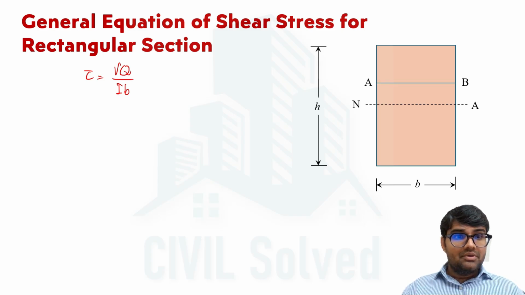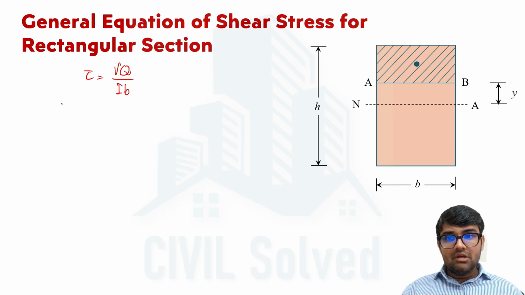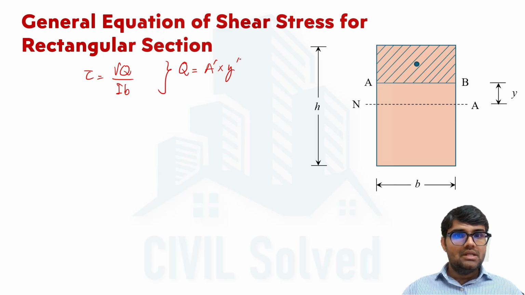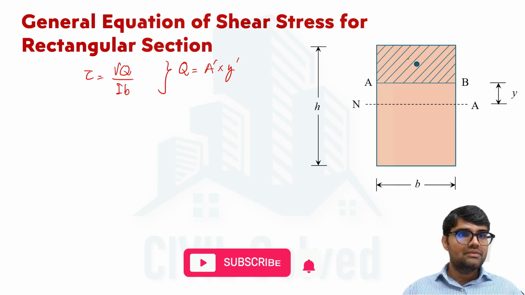So let's say that the arbitrary section is AB, which is at a distance of y from the neutral axis. When we are dealing with such a section, the area above the line AB is considered, I mean this area. Let me recall that Q is calculated by the formula A dash multiplied by y dash. Now what is A dash? A dash is the area of this shaded portion.